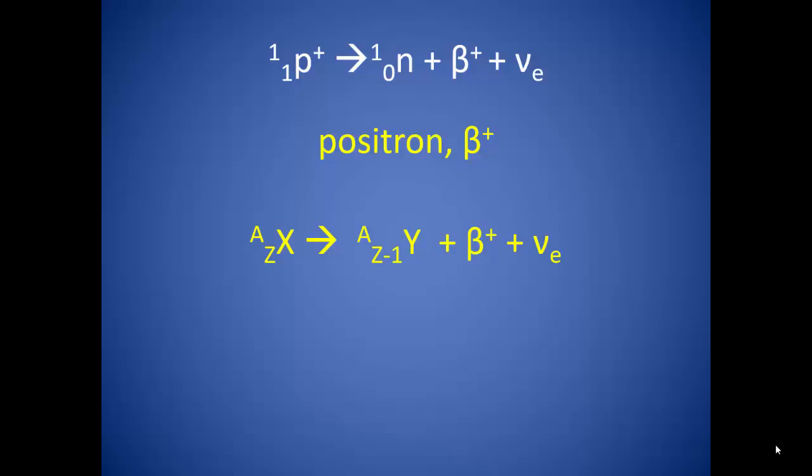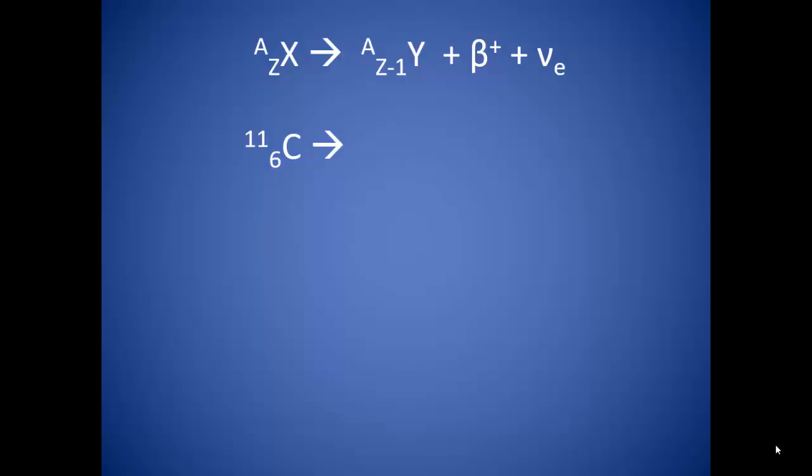a neutrino. So say we have carbon-11 that will undergo positron decay. The mass number of carbon-11 is 11, so it starts out with 6 protons and 5 neutrons. One of those protons will decay into a neutron and a positron. So carbon-11 used to have 5 neutrons and now it has 6. It used to have 6 protons, but now it has 5.